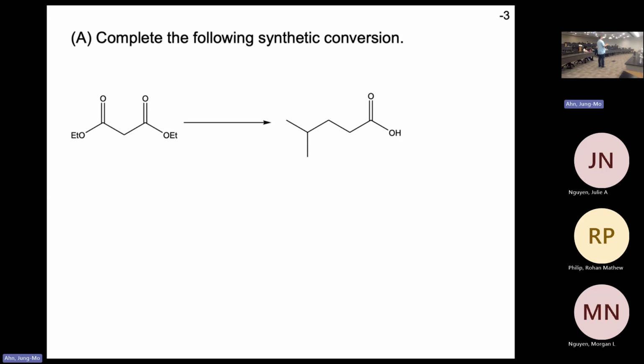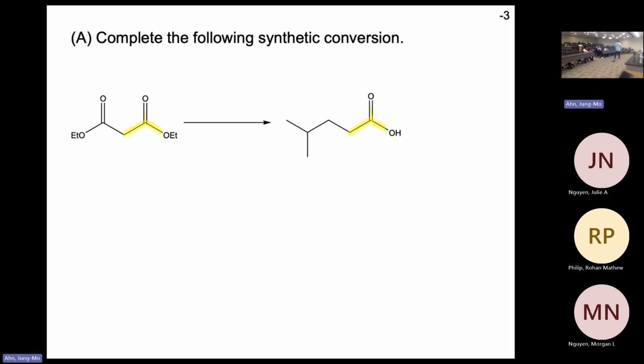This is a malonic ester. This hydrogen is very acidic right there. And then we are creating this carboxylic acid. The first thing is you need to figure out what alkyl halide you need to use.